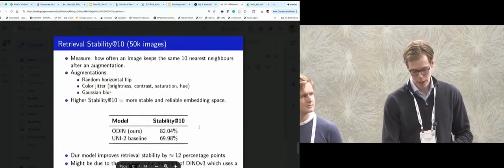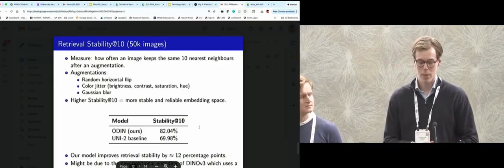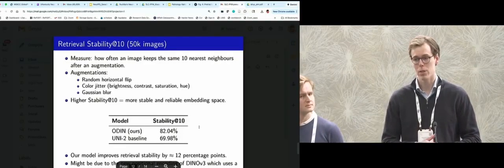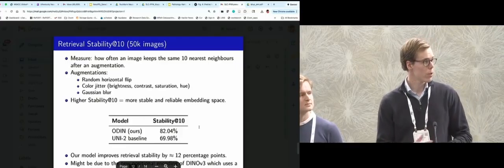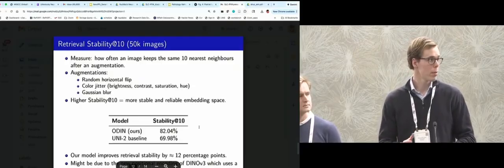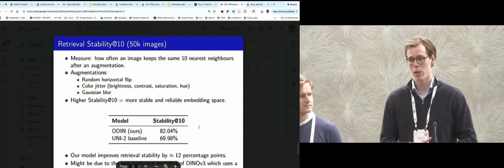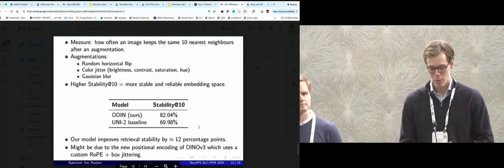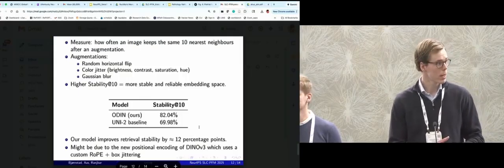We also tried to calculate the stability, which is a measure of how often an image keeps the same 10 nearest neighbors after an augmentation. We used 3 different augmentations, and the higher the stability, the more stable and reliable the embedding space. Our model did better than UNI in this metric by 12%.